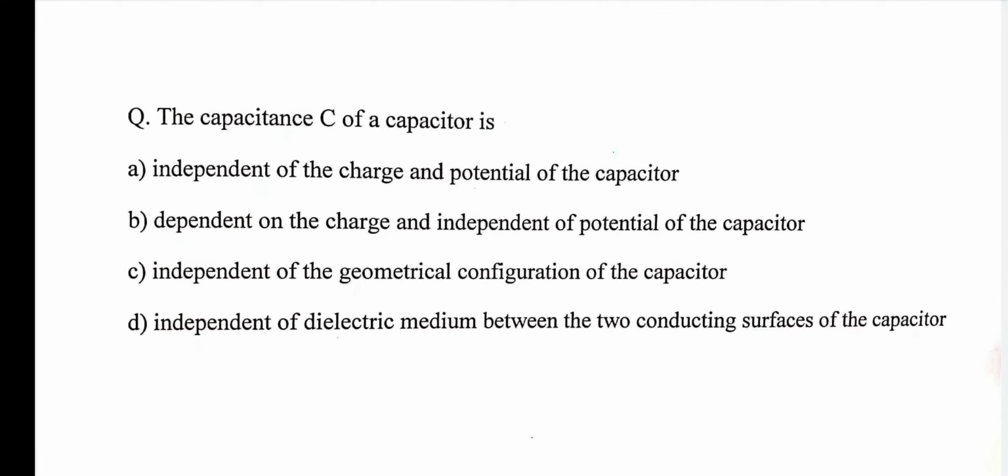We'll move on to the next question. The question is, capacitance C of a capacitor is option A, independent of charge and potential of the capacitor, B, dependent on the charge and independent of potential of the capacitor, C, independent of the geometrical configuration of the capacitor, and D, independent of dielectric medium between the two conducting surfaces of the capacitor.